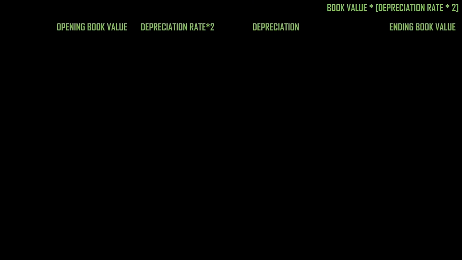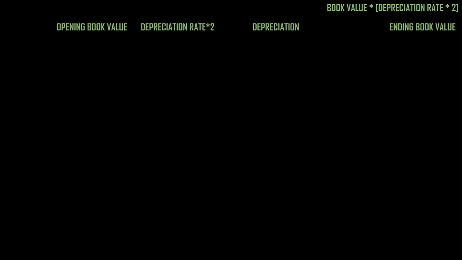The next method is called the double declining method. The same thing, the only difference being you are multiplying 2 with the depreciation rate. The reasoning might be that in the first year, the machine, the laptop, is going to be the fastest, and in the first year, the quality will have the biggest drop. In this case, you have opening book value, depreciation rate times 2, depreciation and ending book value.